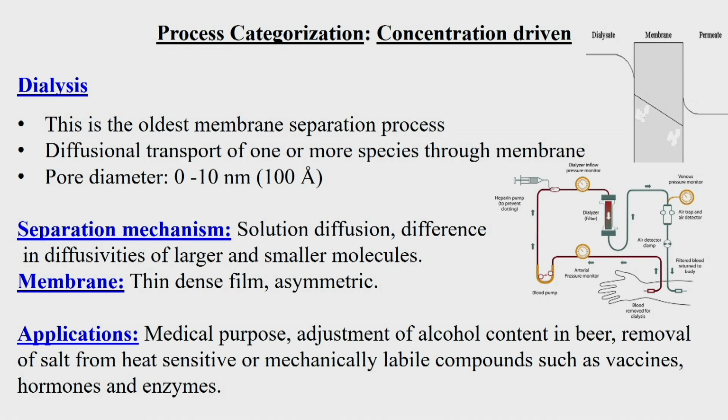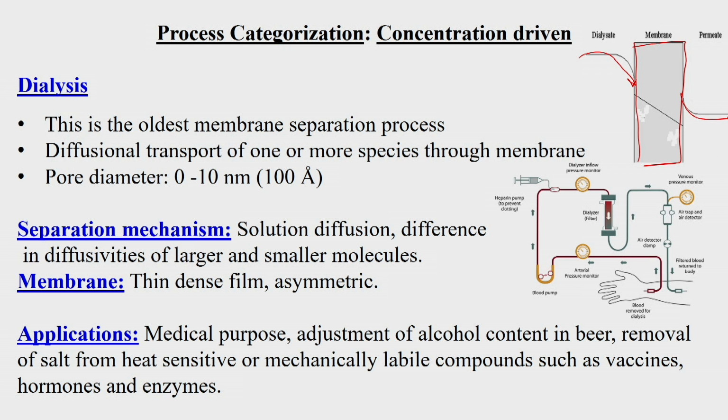Okay. Now, in the case of concentration driven processes, the first process is dialysis. This is the oldest membrane separation process. Diffusion transport of one or more species through the membrane takes place like this. If this is the membrane, the dialysate is supplied here, some solutes will be retained on the membrane, and then the permeate will be coming out from the membrane. That permeate will be used for the patients.